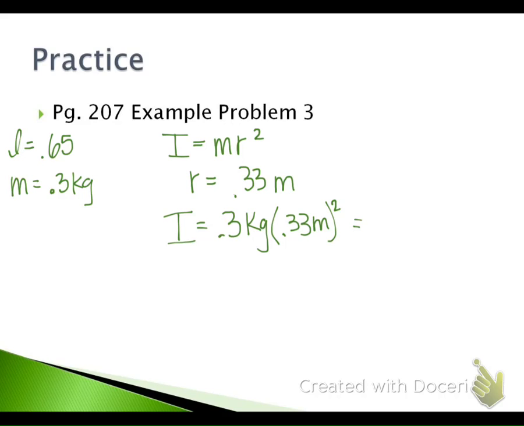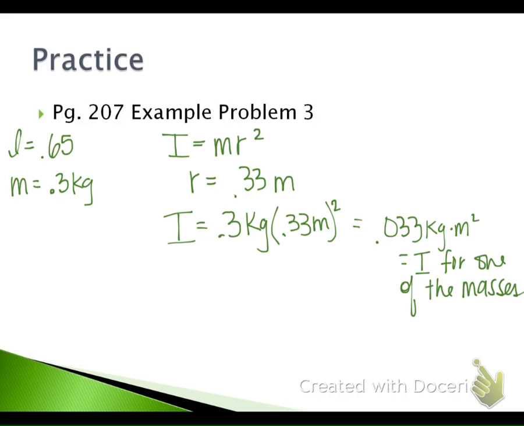All right, so that value gives us what? 0.033, and our units for moment of inertia are kilograms times meters squared. So this is our moment of inertia for one of those masses, one of those masses on this baton.